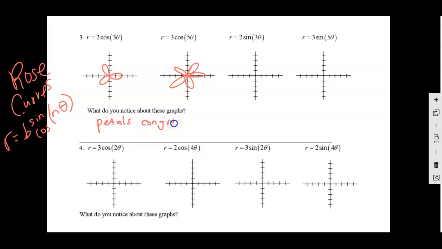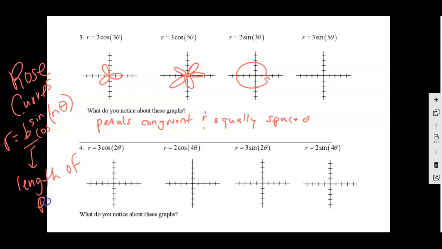They're all the same length. And what's nice is that they are equally spaced too. They're all going to be equally spaced around that pole. The whole pole is 360 degrees. So if you know there's 5 of them, 360 divided by 5 is going to tell you the angle between each one. All those petals are equally spaced and congruent, and this number right here tells me the length of the petals. Now, it's this one that tells me how many petals there are.